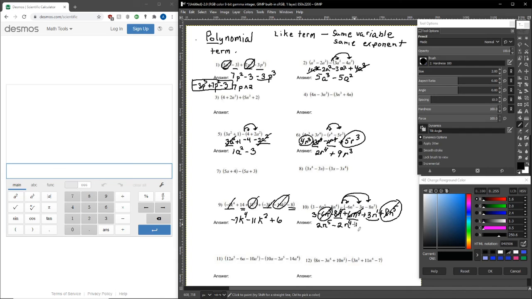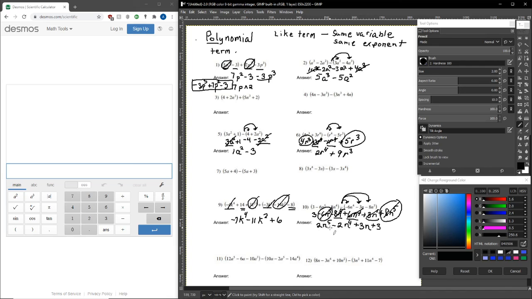I can't forget about these guys. This is sometimes what people do. If they don't have a like term, they forget to bring down those terms that don't have anything like them, but you can't forget them. Now this 3, this positive 3, also doesn't have anything to add to because it's not a like term, but you can't forget it, so bring it down. It is positive. So bring it down as positive 3.